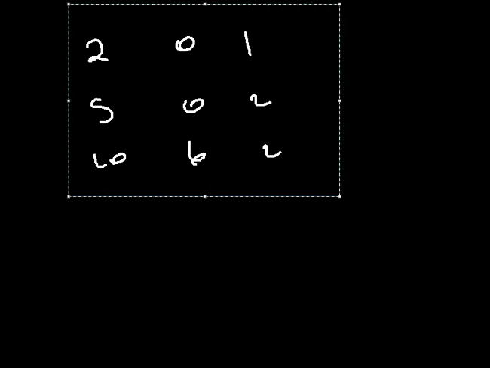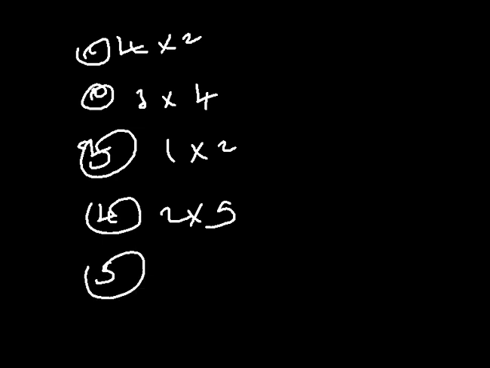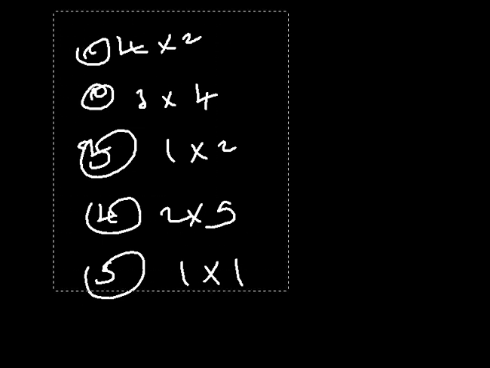So here's the question for you. Can you try to come up with, let's say, a 4 by 2 matrix, a 3 by 4 matrix, and a 1 by 2 matrix? How can you have this? I want to see that. Let's say a 2 by 5 matrix. I want to see those as well. Let's say a 1 by 1 matrix. I want to see this. So try to practice those things.